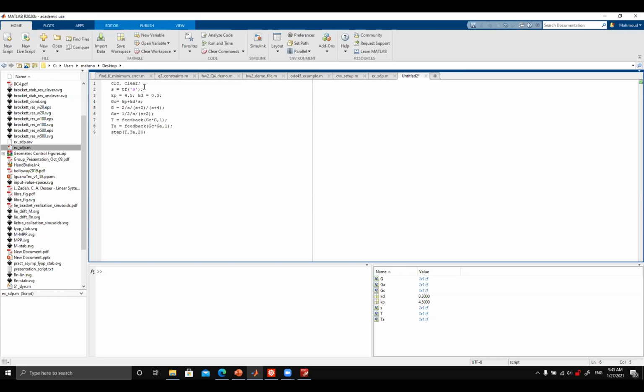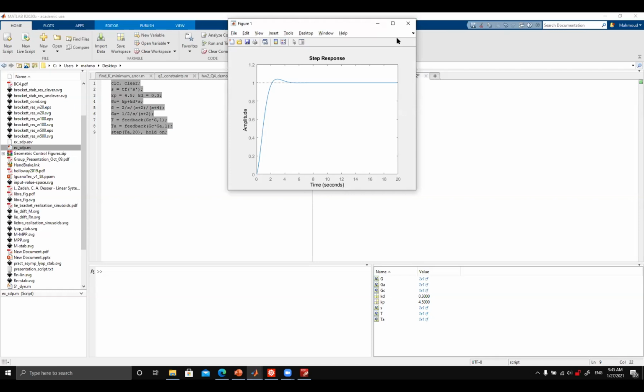Then we look at the second order approximation, which we computed to be equal to 1 over 2 times S plus 2. Then we use the function feedback to compute the closed loop of the original system and the second order approximation as well. Then we compute the step response of both systems. First we look at the step response of the closed loop second order approximation, and we should expect that everything will work well because the zero is very far.